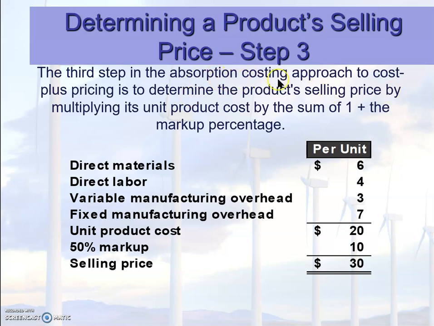So using the absorption costing approach to cost plus pricing, now we have the direct material of 6, direct labor of 4, variable manufacturing overhead of 3, fixed manufacturing overhead of 7, so we have unit product cost of 20. The markup is on these, yeah. So 50% multiplied with 20, so we have 10, so it's a selling price of 30. So that's a 3-step using cost plus pricing approach.